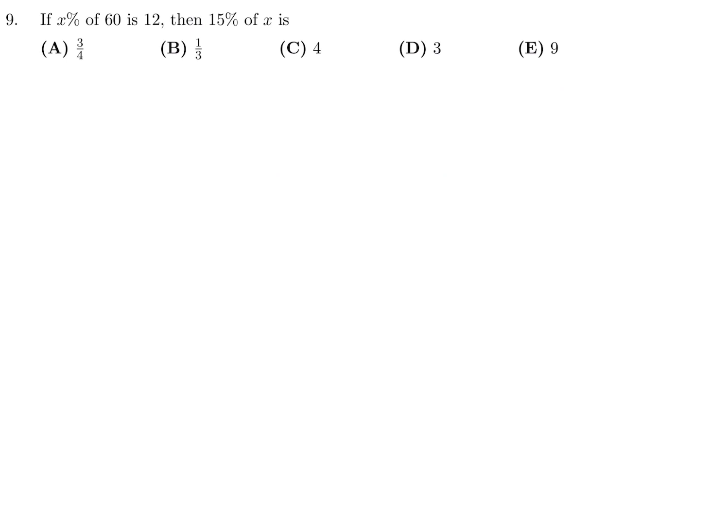If x% of 60 is 12, then 15% of x is? x% of 60 is 12. All right. So 12 over 60 is basically x, and that's 0.2. So it was really 20%. So you can verify that 20% of 60 is indeed 12.